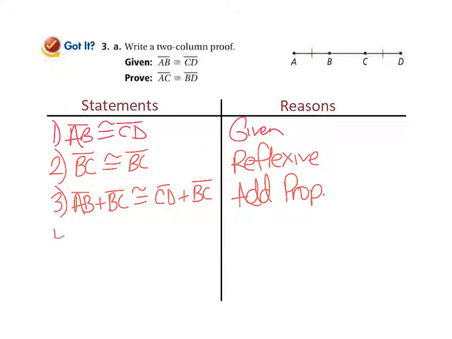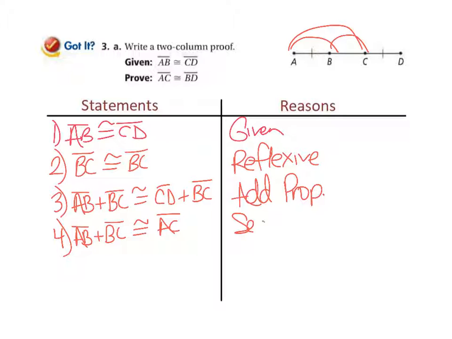All right, step 4. Now I'm going to go back and look at this AB plus BC that I have written. And I know from my picture that when I take AB plus BC, it should equal AC. Add the two little parts, it equals the big part. I'm going to write segment AB plus segment BC is going to be congruent to segment AC. Add the two little parts equals the big part. That's segment addition. Instead of angle addition, it's segment addition.